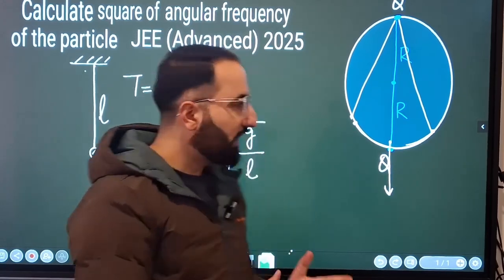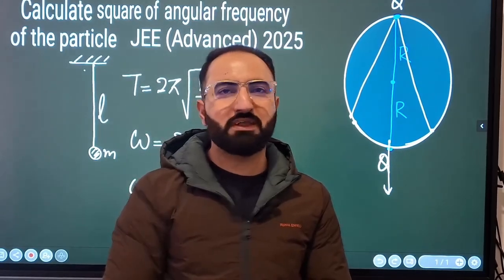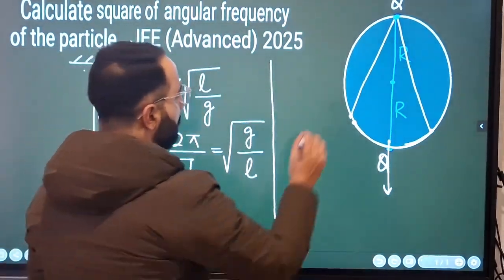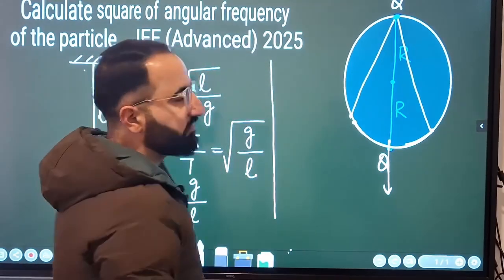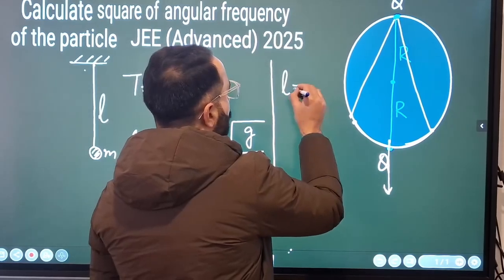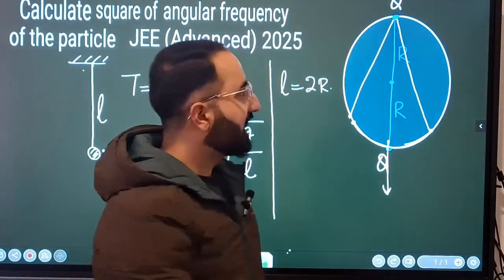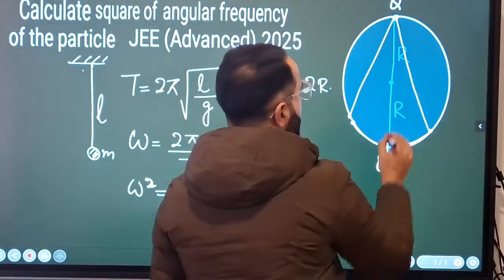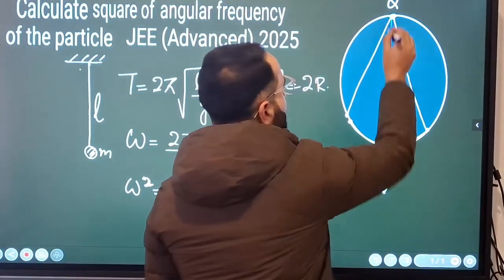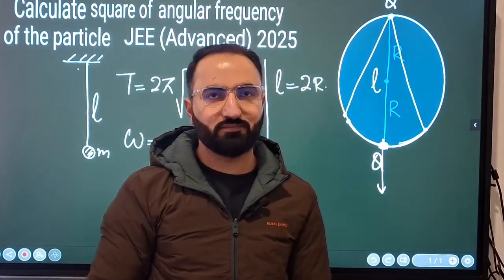Now I will try to find which physical quantity represents g here, and what the value of L is here. From this point to this point, the length L comes out to be R plus R, that is 2R, the diameter. This is the point of suspension, and this is the bob of the simple pendulum which is oscillating back and forth. So the length from here to here is L, which is R plus R, equal to twice R. Done.